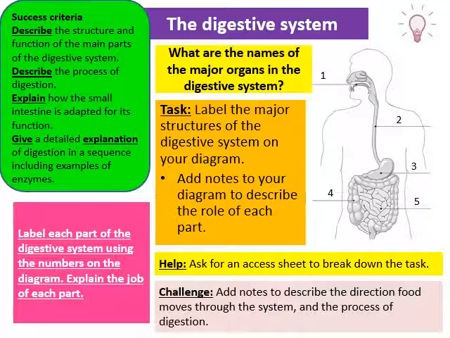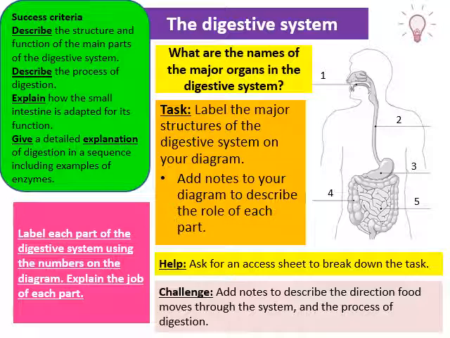So now we know that digestion is the process by which food is broken down and absorbed into the bloodstream to be distributed around the body. It's important that we understand the digestive system because that is what allows digestion to take place. So I want you to have a look at the diagram. I want you to work out what you think the names are of the major organs in the digestive system. Can you label those major structures?